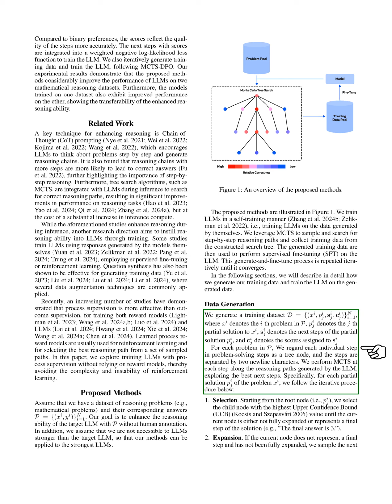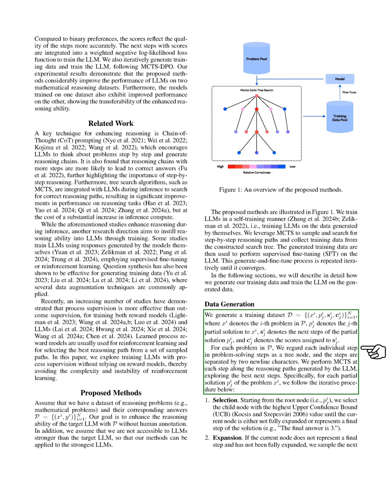For data generation, we create a training dataset D, where each entry consists of a problem, its partial solutions, the next steps in those solutions, and scores for those steps. We treat each step in solving a problem as a node in a tree, separated by two new line characters. We apply MCTS at each step to find the best next steps. The process involves several key stages.